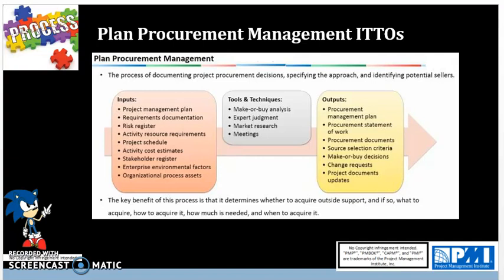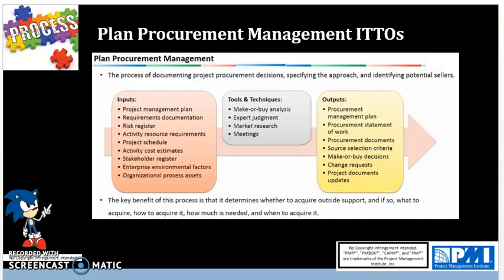Next input is the risk register, which is an output coming from identify risks as part of the risk management planning process. Next, we have activity resource requirements, which is an output coming from estimate activity resource requirements in the schedule management planning. Next input is project schedule, which is an output from develop schedule. And next input is activity cost estimates, which is an output from estimate costs in cost planning. And also we need the stakeholder register, which is coming from identify stakeholders as part of stakeholder management planning.